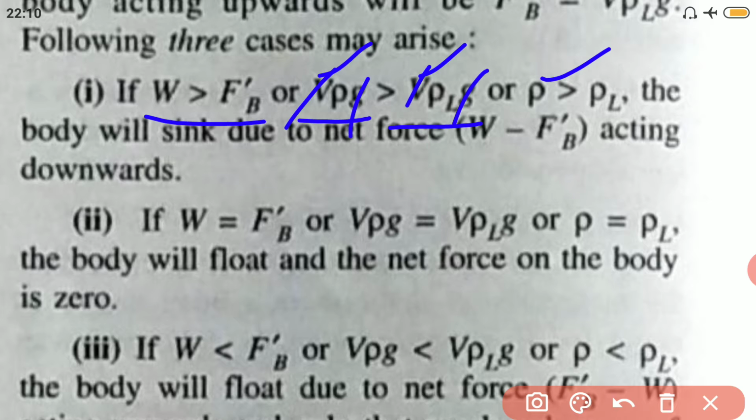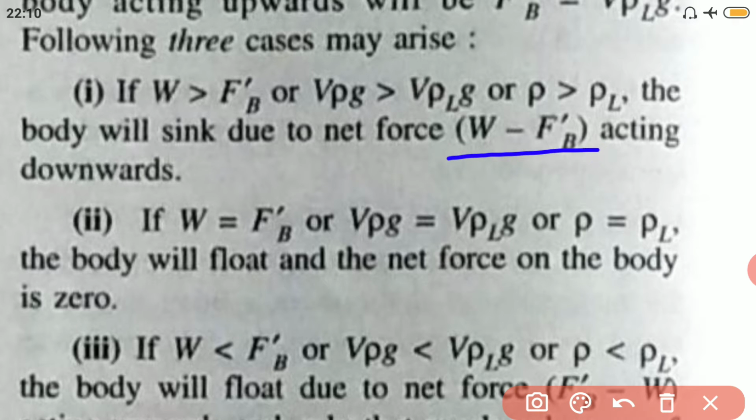The body should sink due to the net force W minus FB dash, which is also known as the apparent weight acting downwards. We have already studied this case before when we started the chapter. So when W is more than FB dash, that means it should sink.